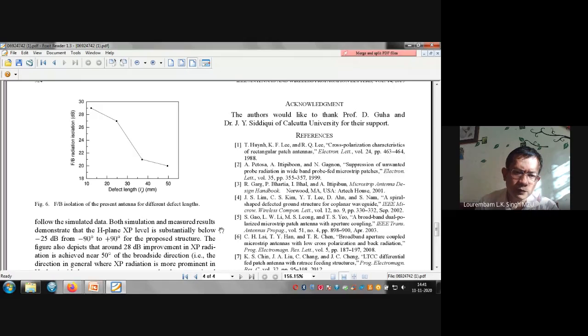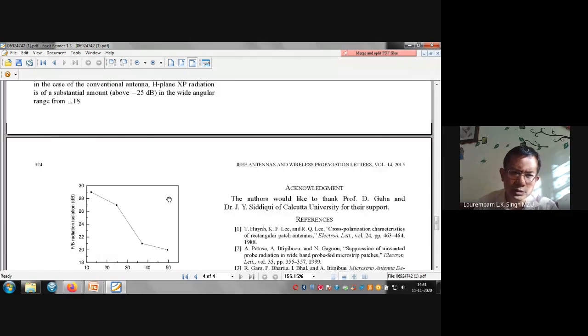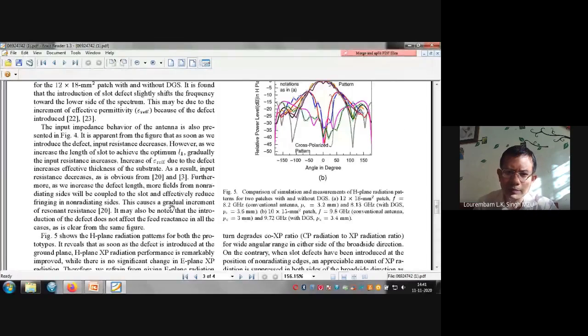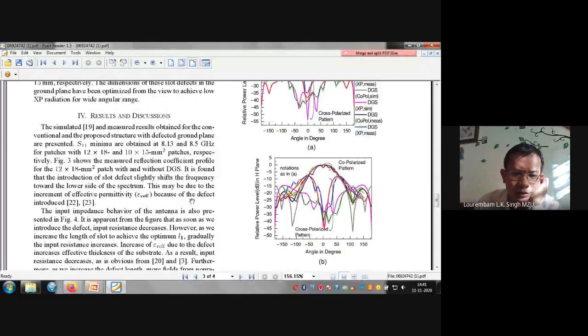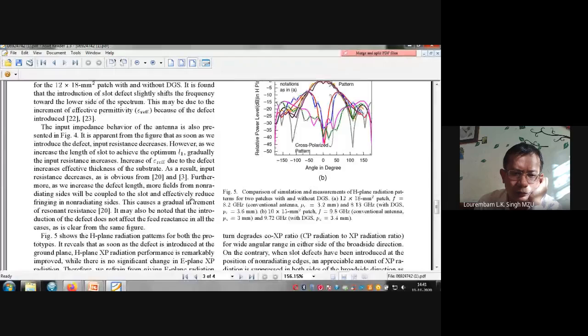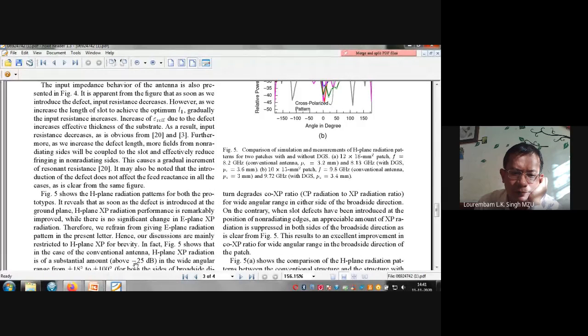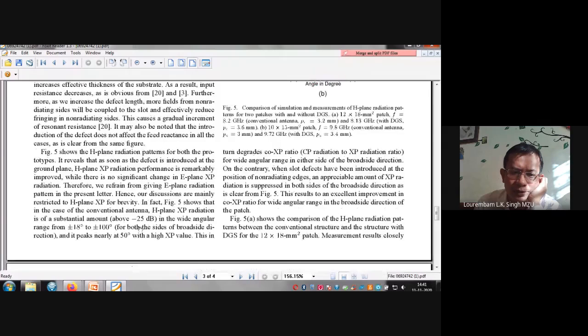Here the front to back ratios are also quite reduced, and similarly these are the different co-pole and cross-pole patterns. Here the co-pole patterns are here, and the cross-pole patterns are here. So here we can suppress the cross-pole by up to 25 dB. The co and cross-pole differences can be reduced up to 25 dB.